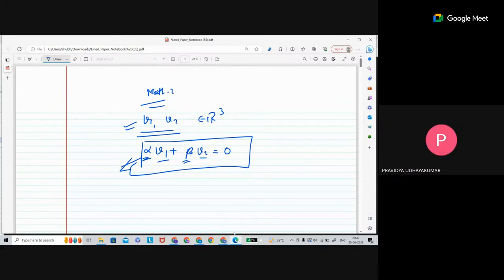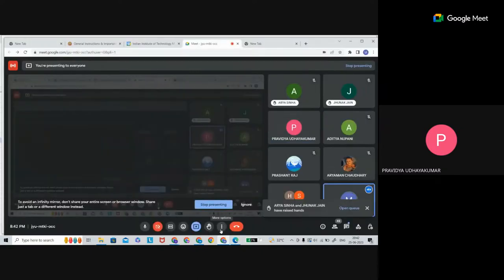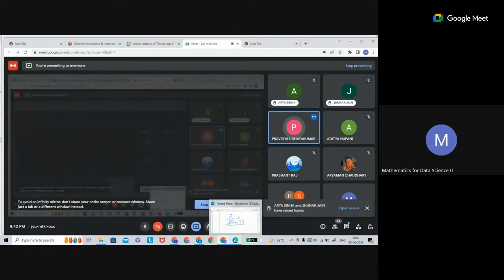Okay, sir. One more thing, sir. By using Gauss elimination, you reduce it to echelon form, right? And when is the solution infinite and when is it unique, sir? How should I differentiate it?